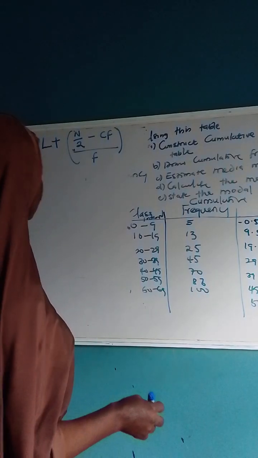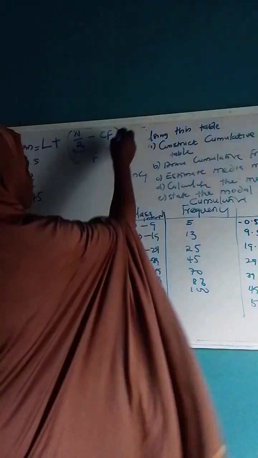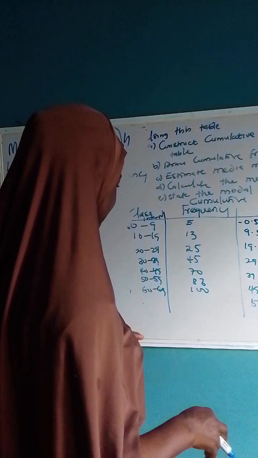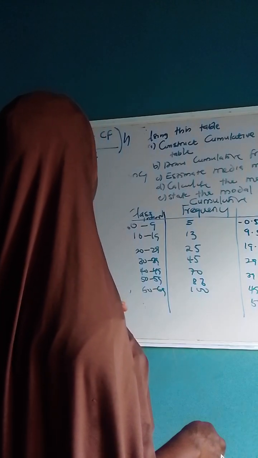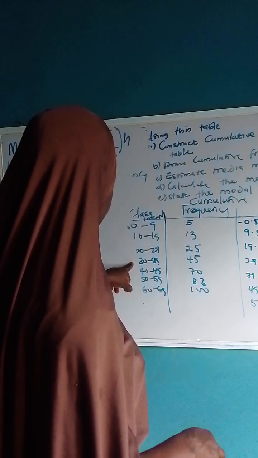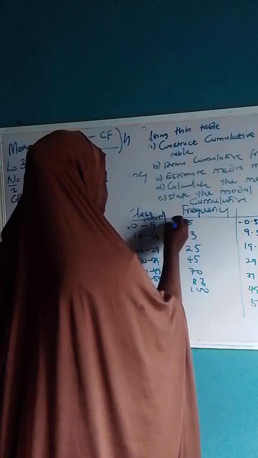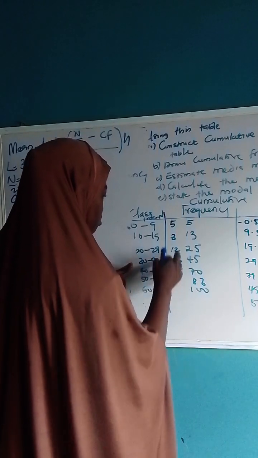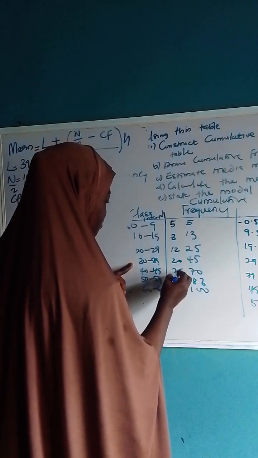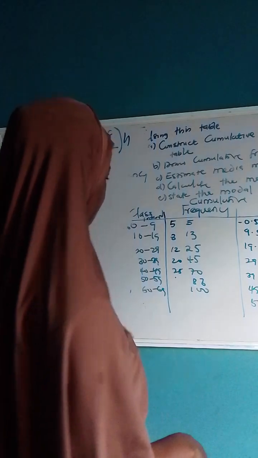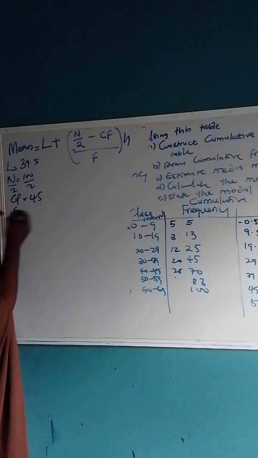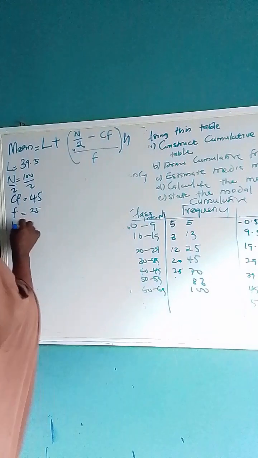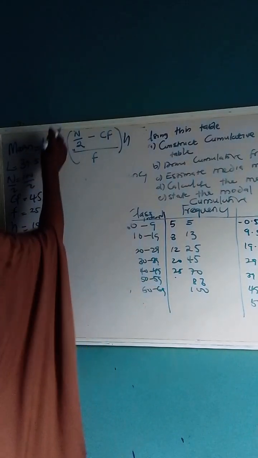Then the frequency of the median class, we are going to take into consideration too. That frequency is 25. Then we have the class width, the difference between the upper class boundaries, which is equal to 10. So all those values we are going to put into this formula to get our median.